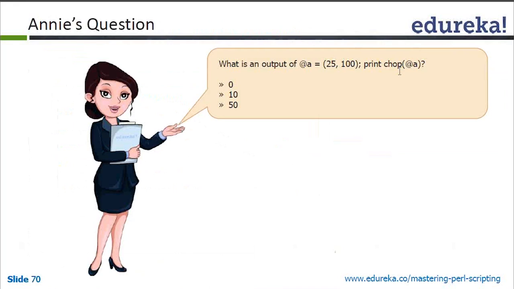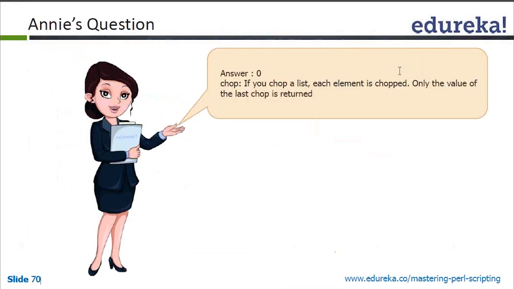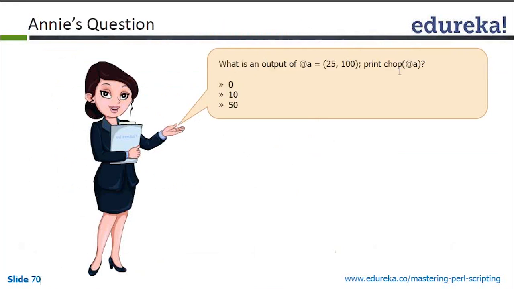So we want to remove the last character. So what should be removed? So you can see the answer is 0. If you chop a list, each element is chopped. Only the value of the last chop is returned. So each element is chopped, it's removed, and only the last chop is returned.